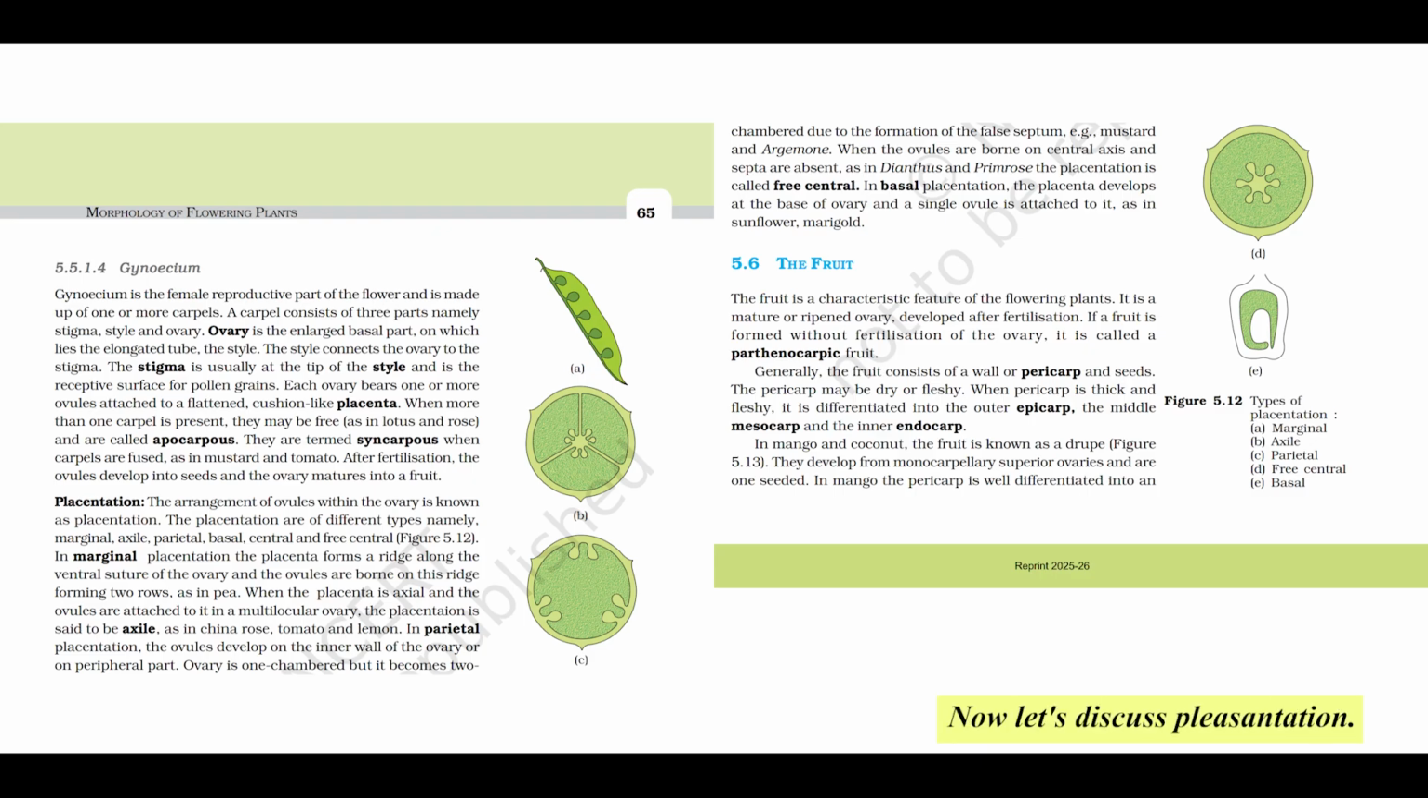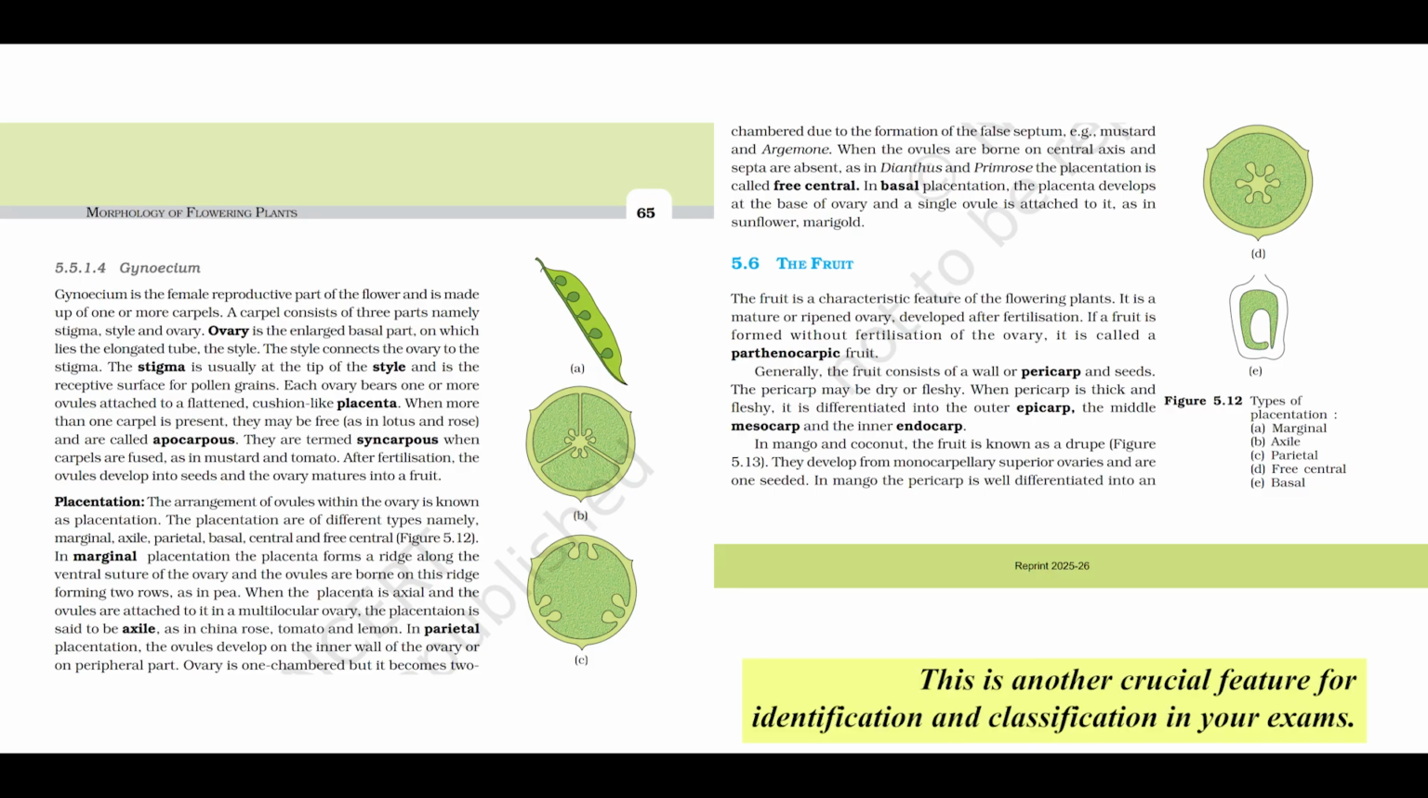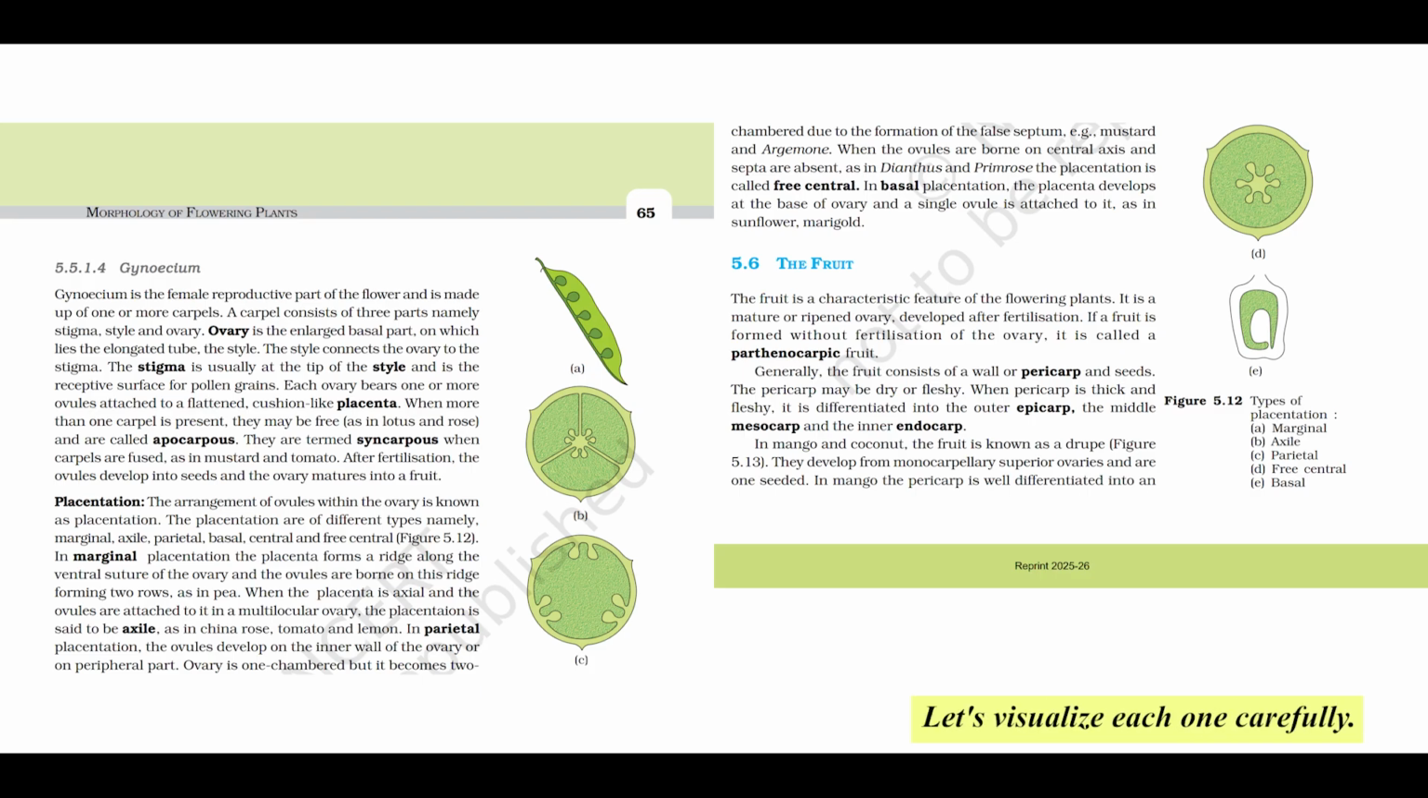Now let's discuss placentation. This refers to the specific arrangement of ovules within the ovary attached to the placenta. This is another crucial feature for identification and classification in your exams. Refer to Figure 5.12, which shows the different types. Let's visualize each one carefully.